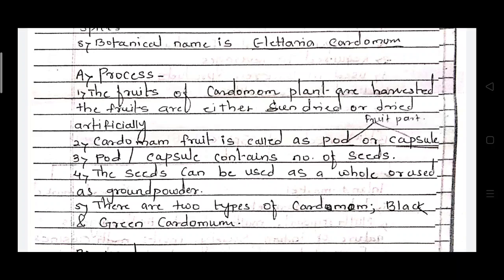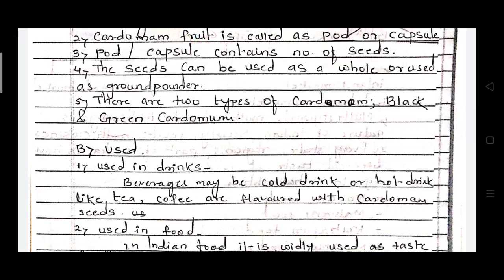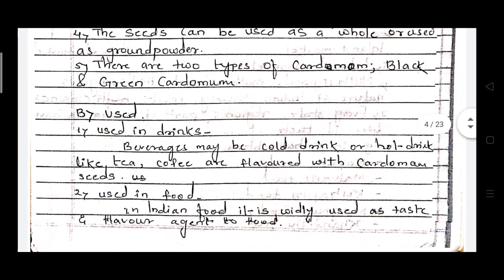The seeds are used directly, or otherwise made into ground powder, and they are used for different purposes. The uses of cardamom: it is mostly used in drinks or beverages. Cold drinks or hot drinks like tea and coffee are flavored with cardamom seeds. As you know, cardamom teas are very famous, and cardamom is used for preparing these teas.